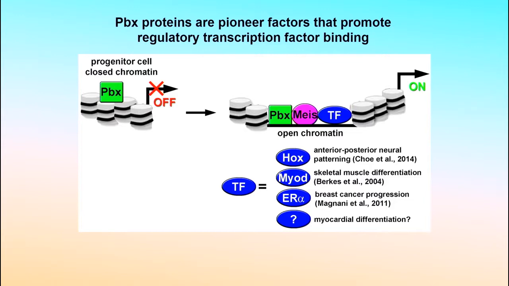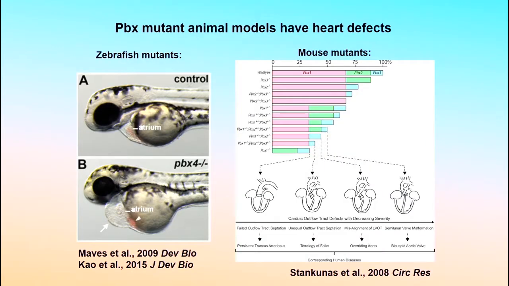Some of the strongest evidence for this hypothesis comes from genetics. Both zebrafish and mouse models that are mutant for various Pbx genes show defects in heart development. My lab showed that loss of the Pbx4 gene in zebrafish leads to cardiac defects. You can see swelling around the heart, some blood pooling in front of the atrium. And I'll tell you a little bit more about these phenotypes in a bit.